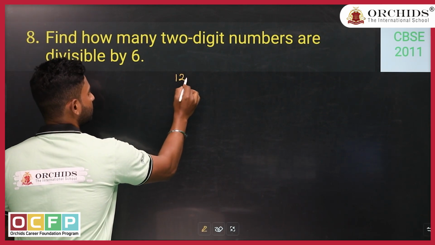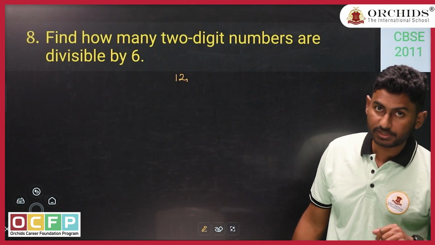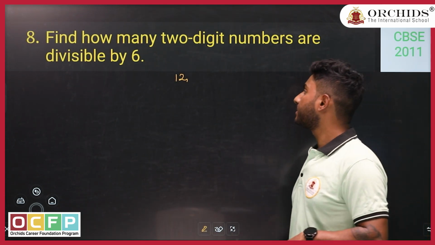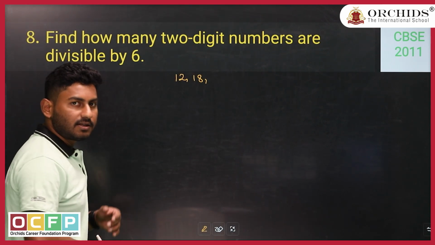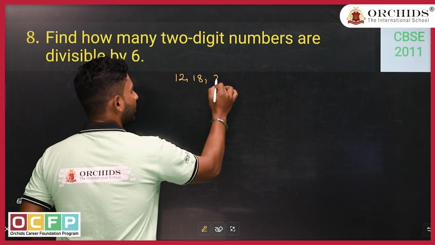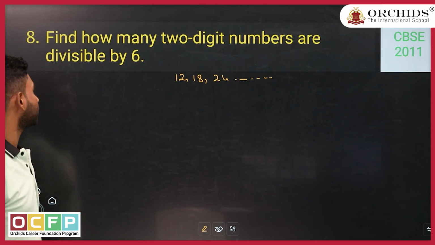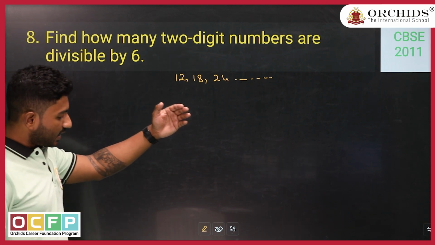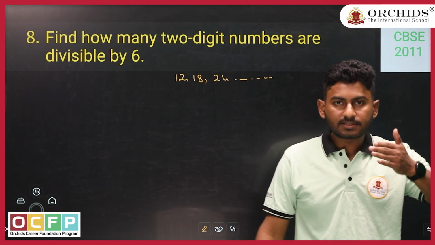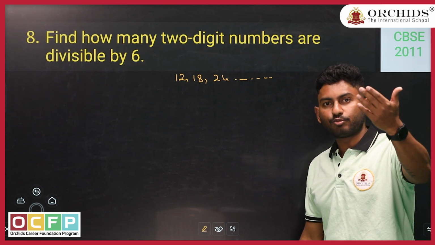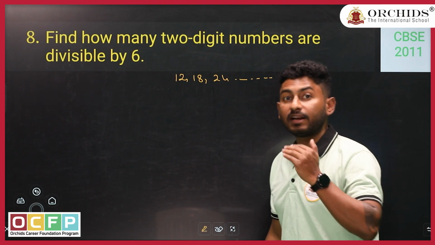So the first number is 12. 12 is divisible by 6, and that's a 2-digit number. What is the next number? The next number is 18, isn't it? What is the next number? 24. So this way the table will go on. Now what is the last number? You just have to understand: 60, 66, 72, 78, 84, 90, 96.